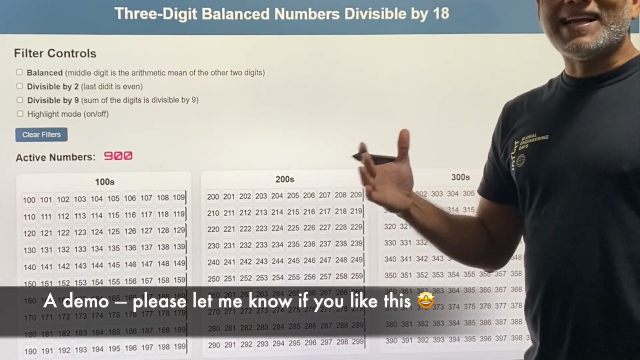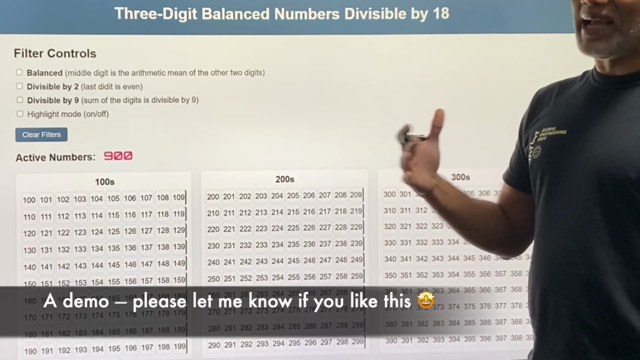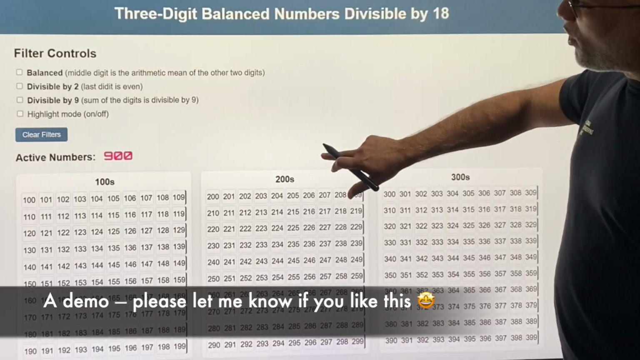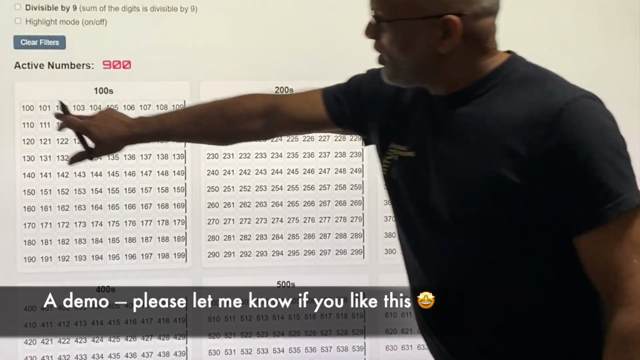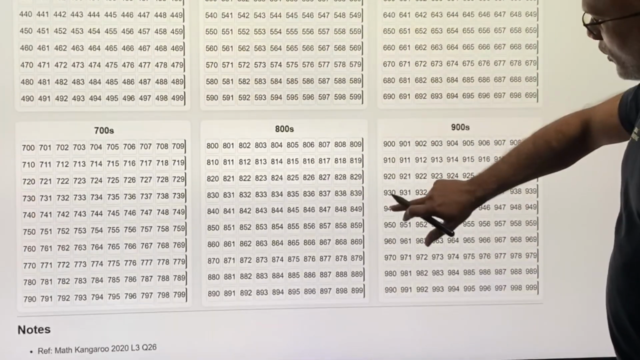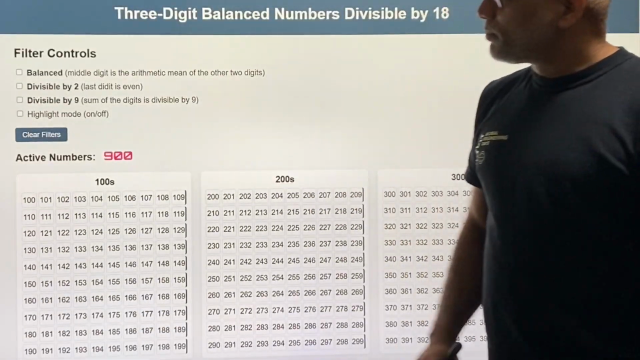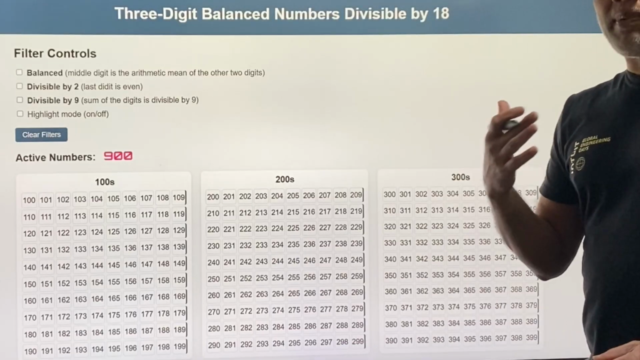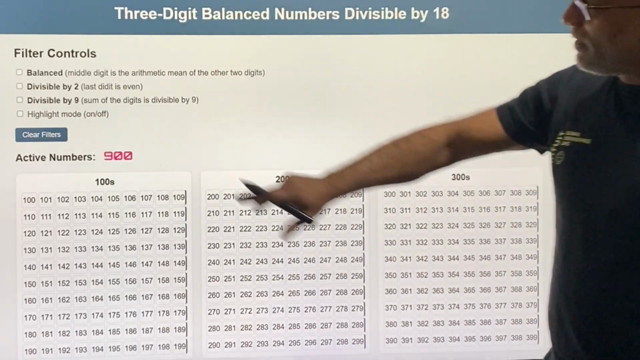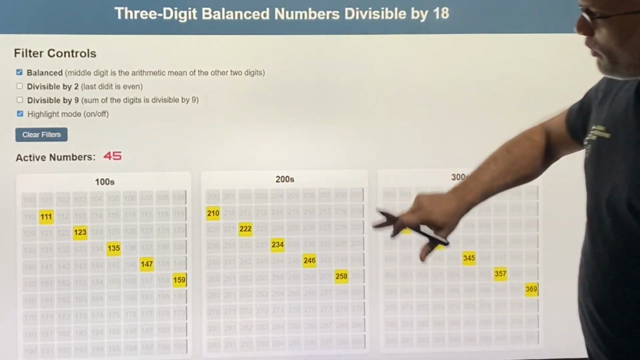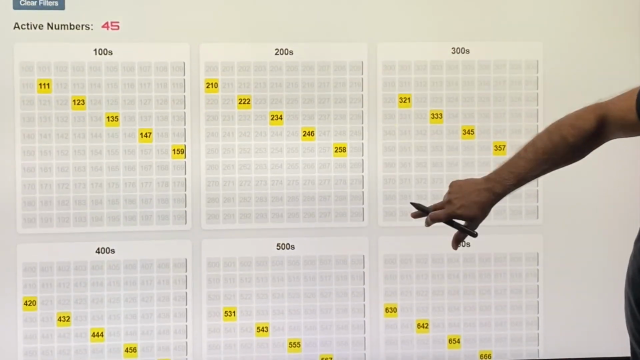This was a really nice problem, and I made a demo that I'm really excited to show you. So we start with all the 3-digit numbers from 100 all the way to 999. So there are 900 of those, and then we slowly start applying the conditions one at a time. Let's first make those balanced. So that leaves us only with 45, the ones that are highlighted here.